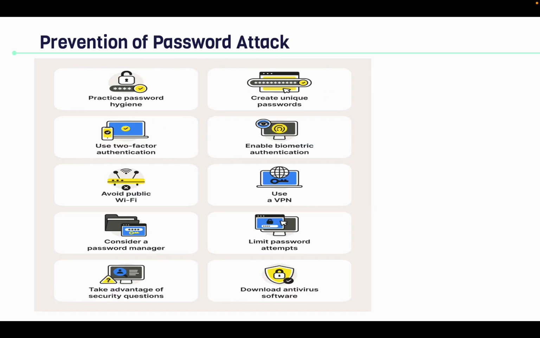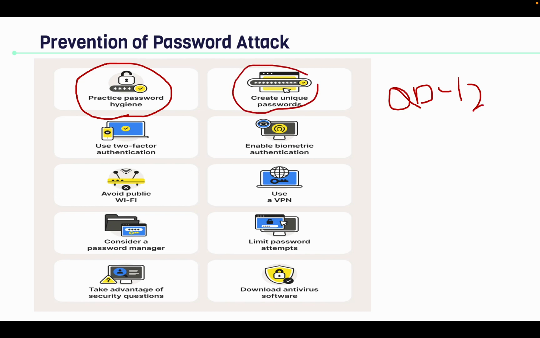Prevention of password attack. The first way of prevention is by practicing password hygiene. Here, the password should be a combination of letters and digits. And next one is create unique password. Here, few people use the same password for many websites. That should be avoided. The next one is use two-factor authentication. Here, few websites will ask for two-factor authentication, then only you can log into the account. First one, they have to give the username and password.